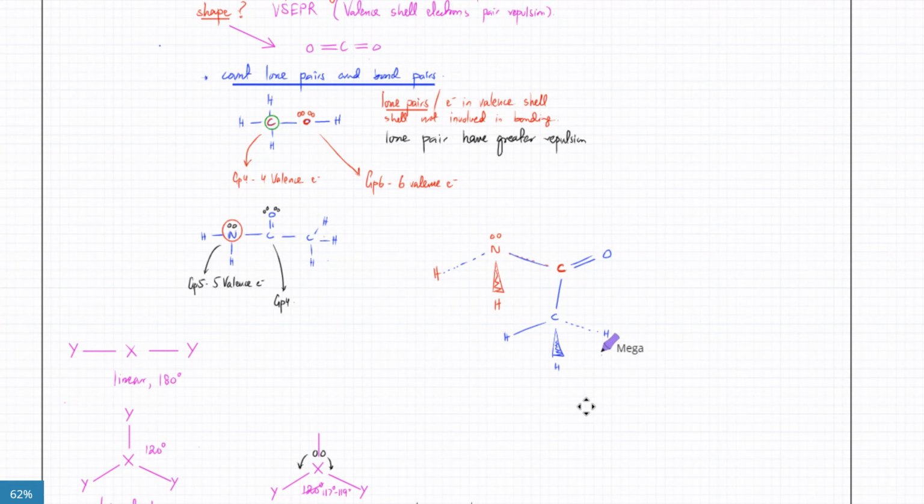Okay. So in the next class, we'll practice these shapes. We'll learn how to figure out the shapes of each molecule. Whatever molecule we're given, we should know how it looks in reality. Okay. So we'll continue this in the next class then.